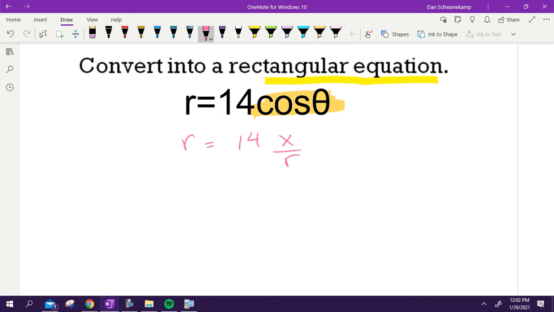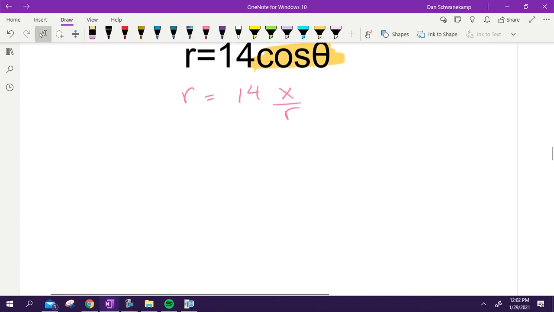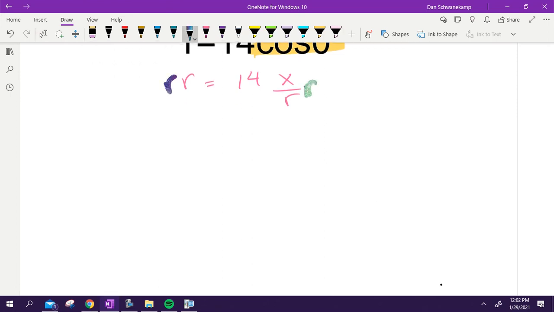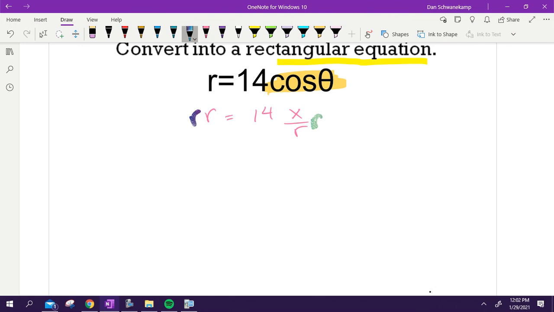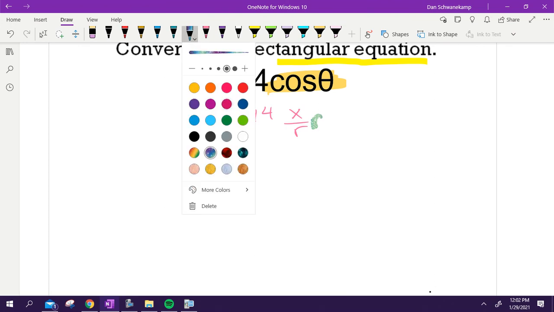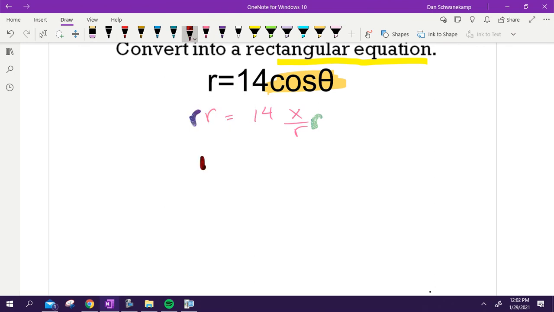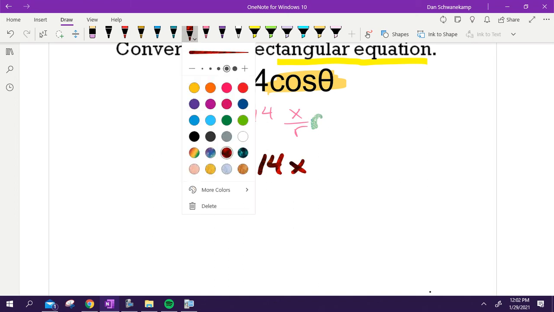We don't like that. How do I get rid of this r in the bottom? Multiply both sides by r. So if I multiply both sides by r, that is going to get me r squared equals 14x. Okay? Don't like r squared. I'm trying to get to x and y. What can I replace r squared with?